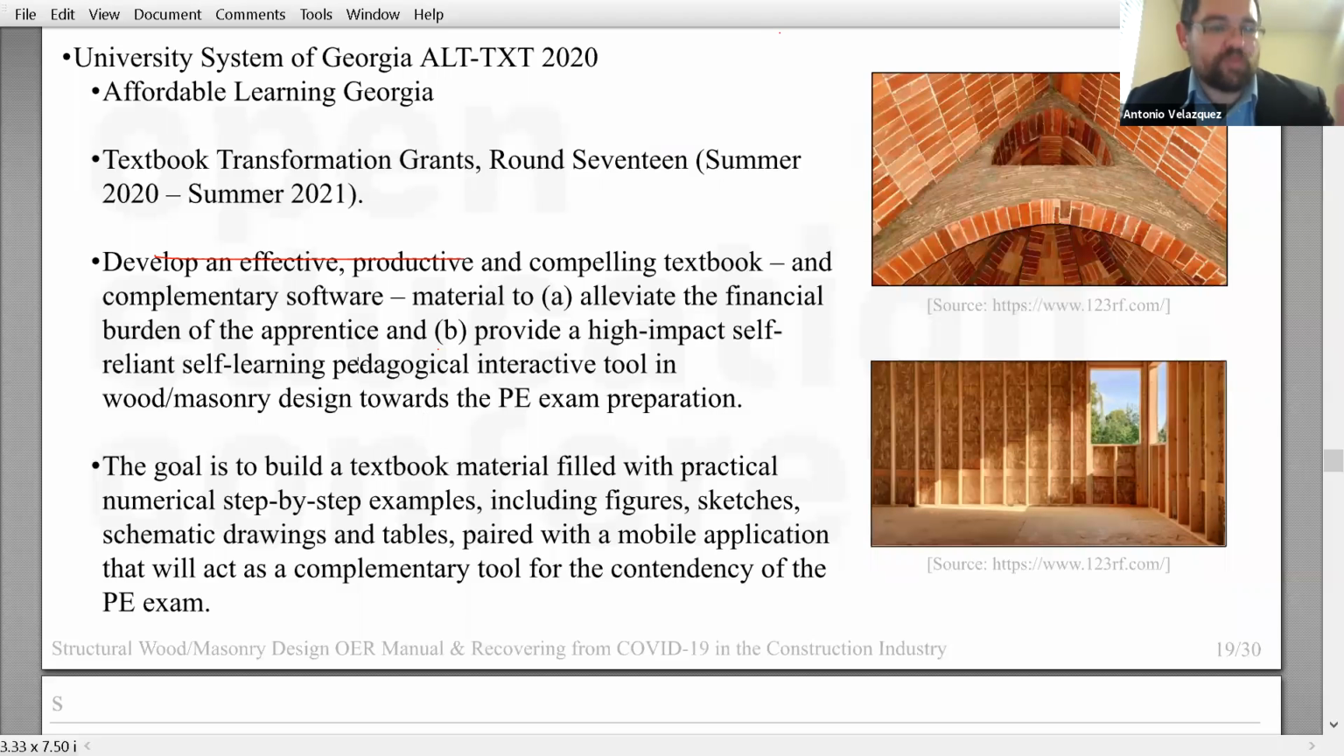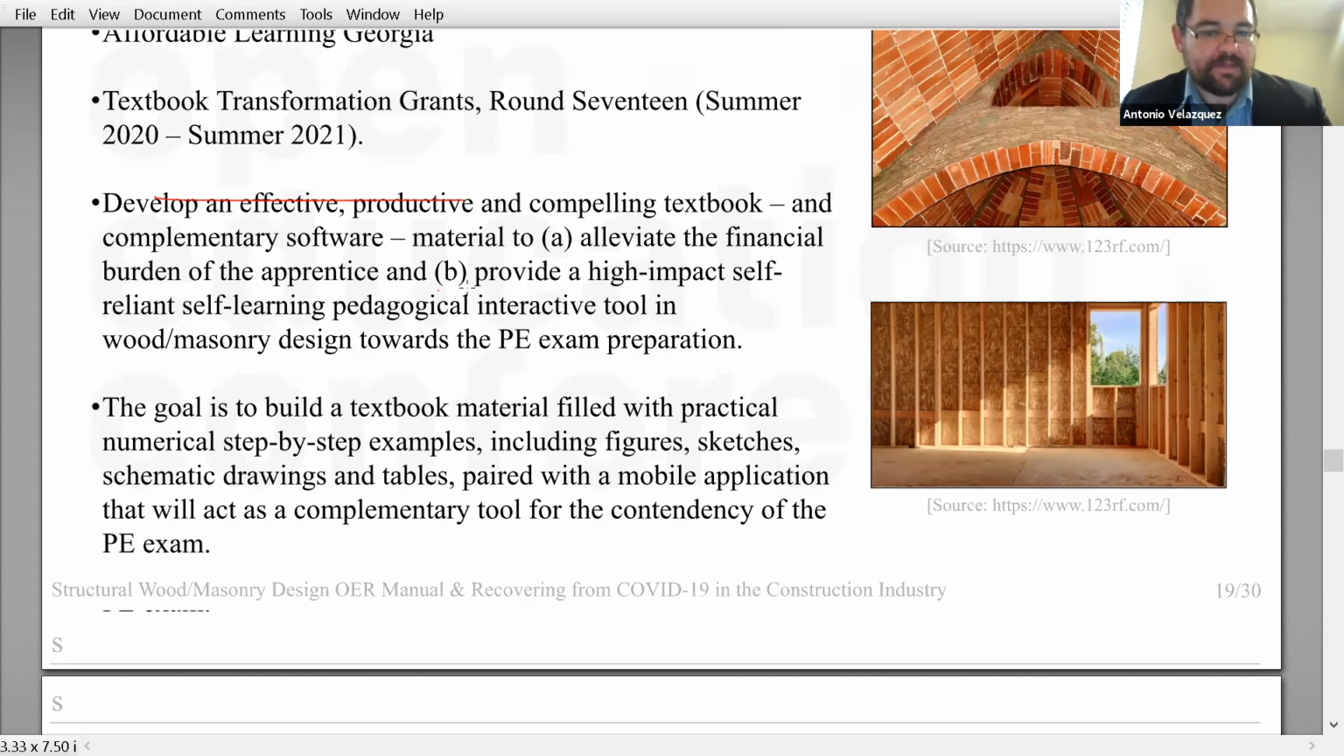The objective here is to develop an effective, productive, and compelling textbook and complementary software. We want to build an app that helps the student to really learn, understand, and interact with the material. That will be the overall goal for next year. And with two main objectives: alleviate the financial burden of the apprentice and provide a high-impact, self-reliant, self-learning, pedagogical, interactive tool in wood and masonry design towards the preparation of this professional engineering exam. So that's the goal of this project.